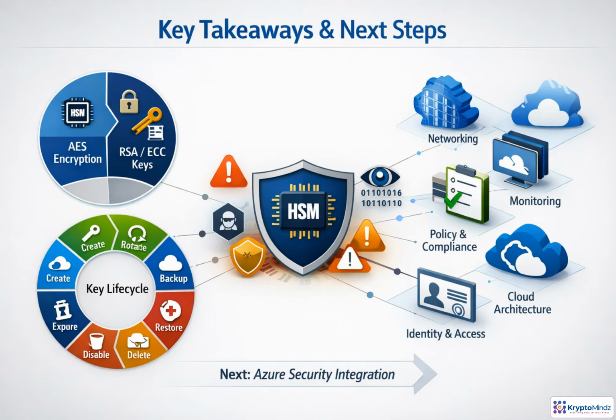You've seen how symmetric algorithms like AES protect data and how RSA and ECC handle key exchange, identity, and signing. You've also walked through the full key lifecycle and the risks of weak processes. Next, we'll plug these foundations into Azure identity, networking, policy, and HSM design.